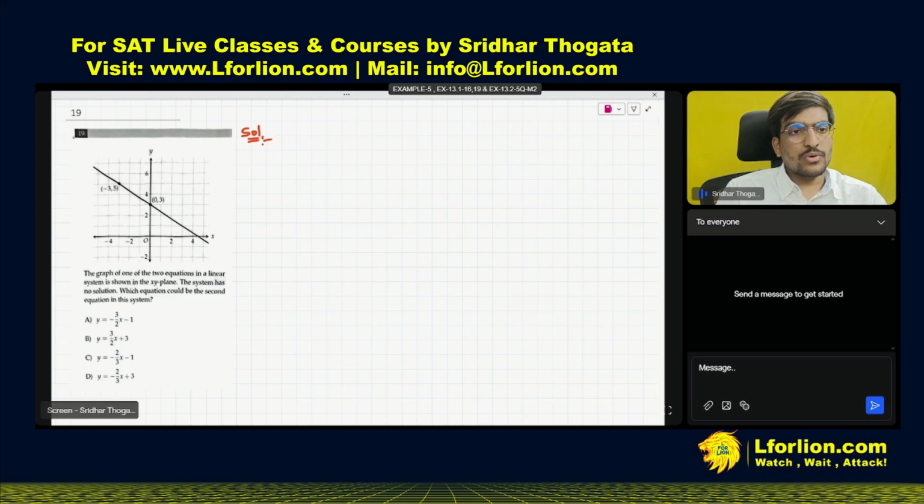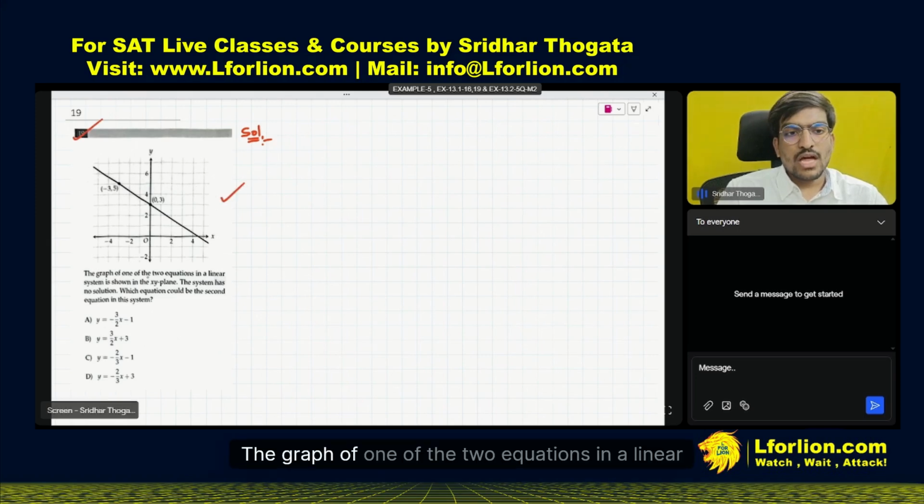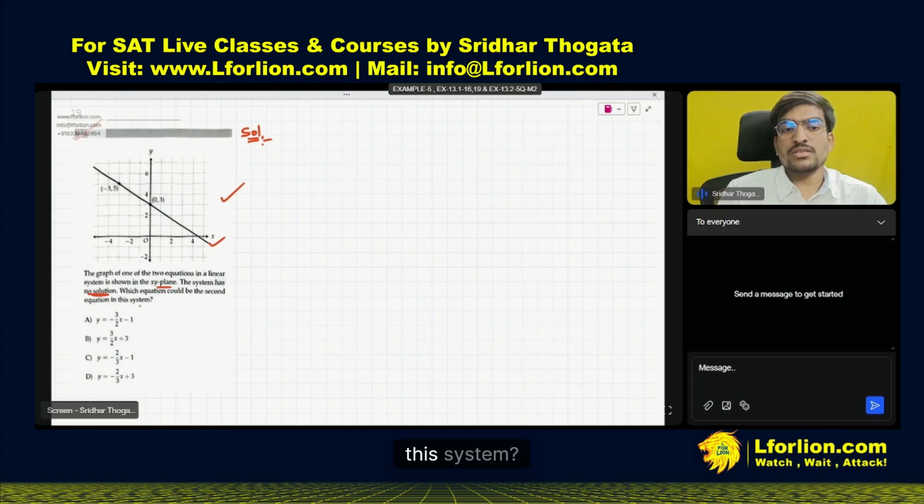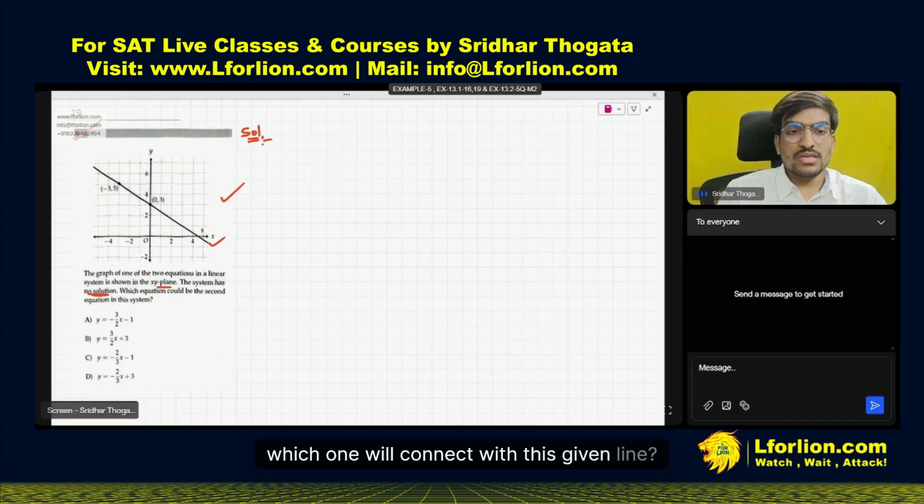Exercise 13.1, question number 19. Here is the given graph. The graph of one of the two equations in a linear system is shown in the xy plane. Here you can see a line. The system has no solution. Remember that point, the system has no solution. Which equation could be the second equation in this system? So you have 4 equations here. Which one will connect with this given line?